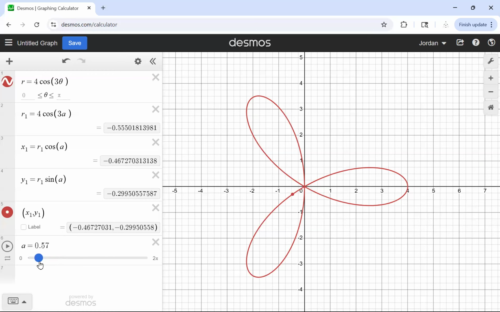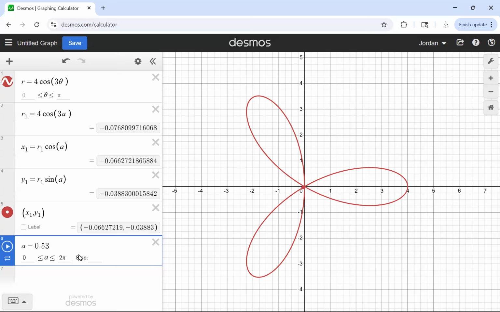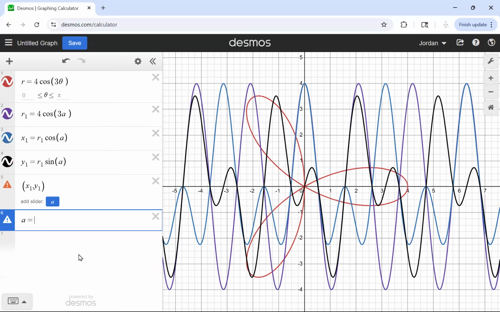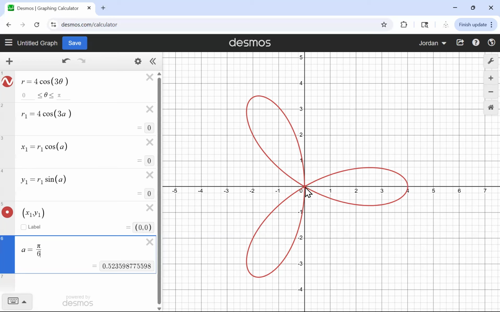0.54, or roughly there, 0.53, I guess. That's closer to pi over 6. Okay. So when in doubt, plug in that number. Plug in pi over 6 and see that in fact we do get right here at the origin.